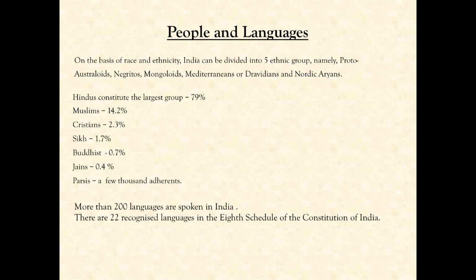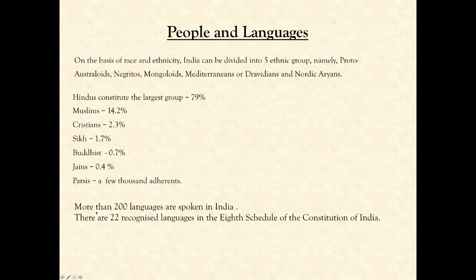In the overall population of India, as we know, there are people belonging to different religious beliefs. Hindus constitute the largest group in the population of India, that is 79%, and Muslims constitute 14.2%, Christians 2.3%, Sikhs 1.7%, Buddhists 0.7%, Jains 0.4%, and Parsis a few thousand.